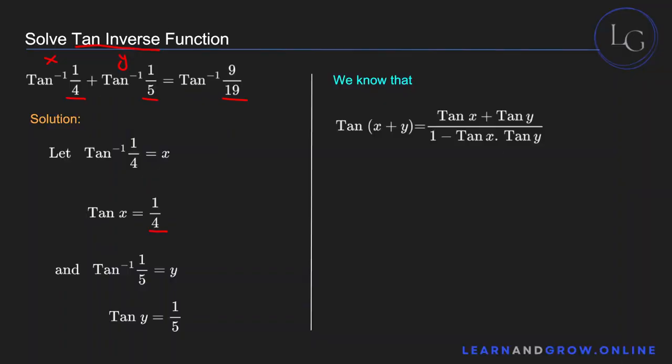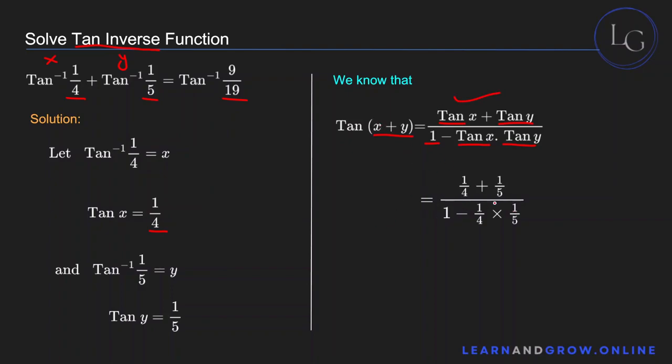Now, we know this trigonometric identity that tangent of x plus y is equal to tangent of x plus tangent of y over 1 minus tangent x tangent y, right? So, we already know that tangent of x is equal to 1 by 4 and tangent of y is equal to 1 by 5. Now, plug those values into this equation.